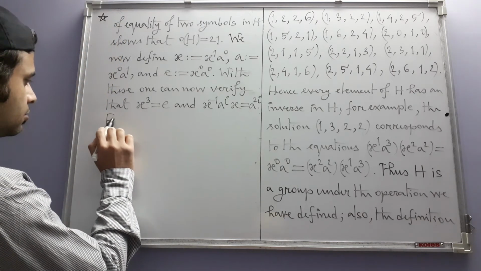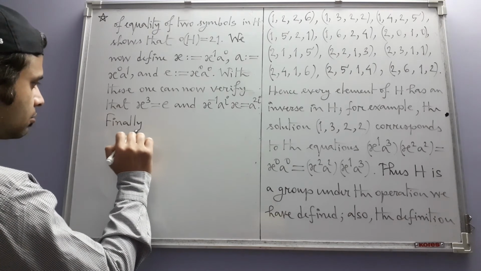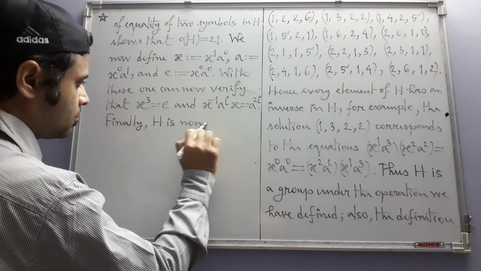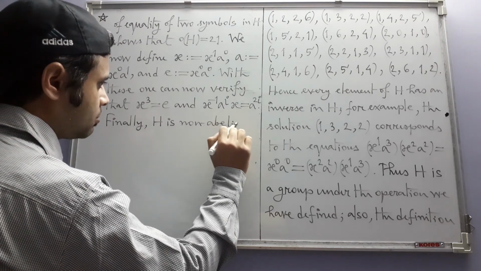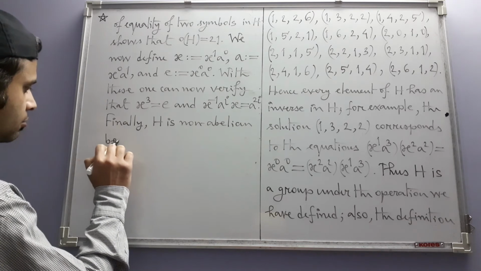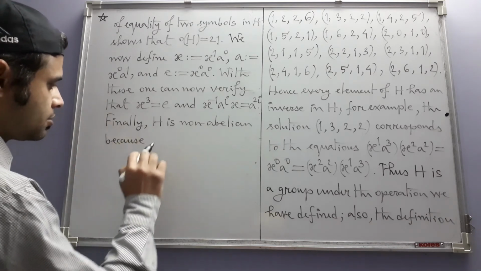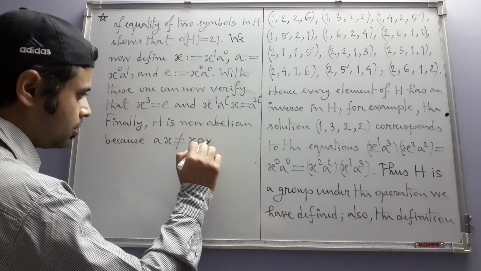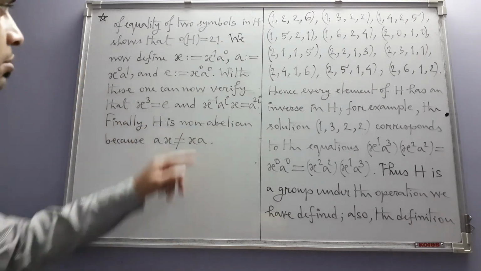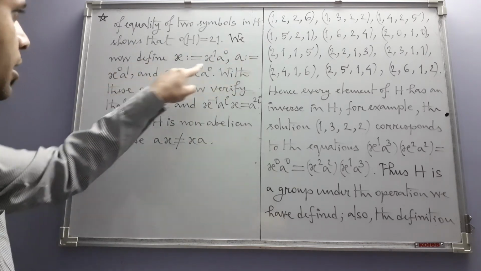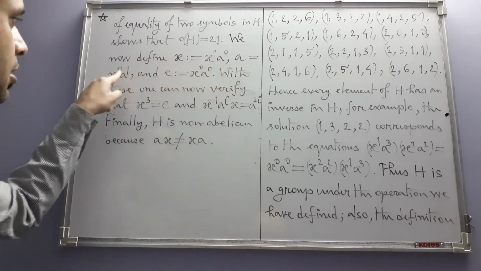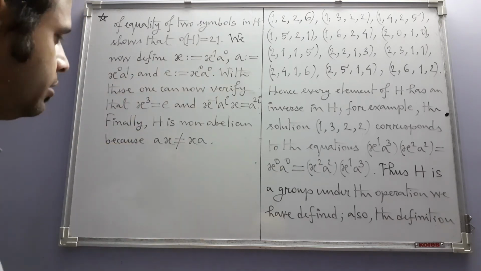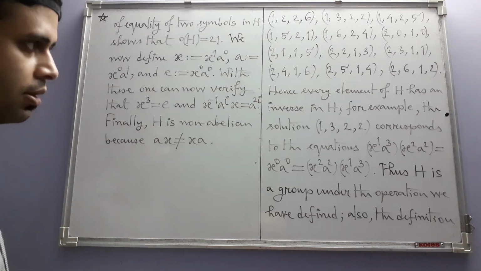Finally, H is non-abelian because ax is not equal to xa. Ax means this times this, and xa is the other thing. These two operations don't give you the same result, and that's why the group is non-abelian.